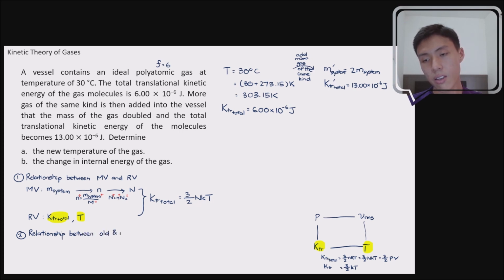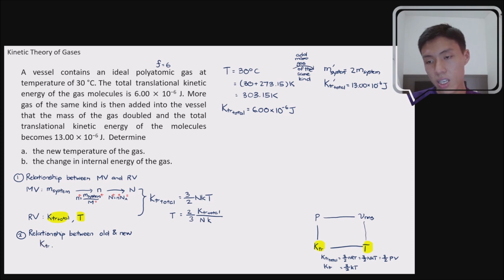Okay, there are different ways to do this question. Some students, because the question asks for temperature, are going to shift the temperature to become the subject. So if I shift the temperature to become the subject, then it becomes T equals 2 over 3 KTR total divided by nK. Okay, so this is the equation if we shift things around and make the temperature our subject. So these are the things that might have changed. So let's find the relationship between the new and the old one.